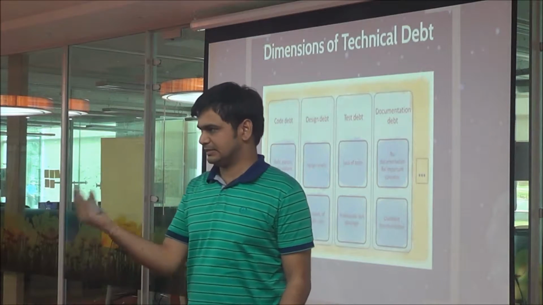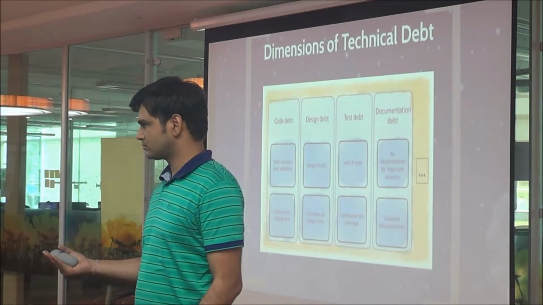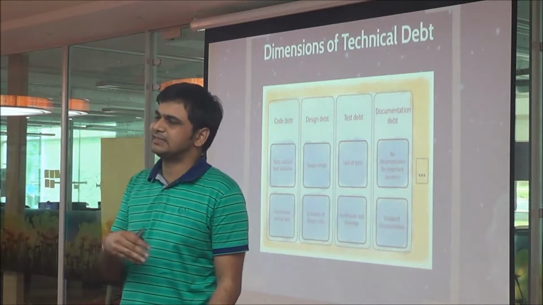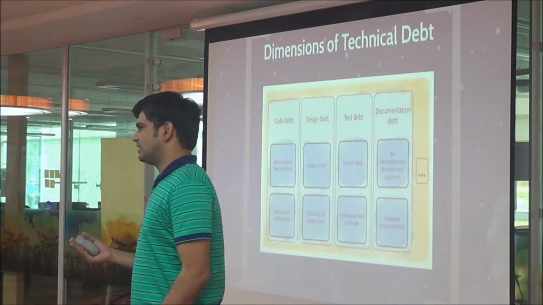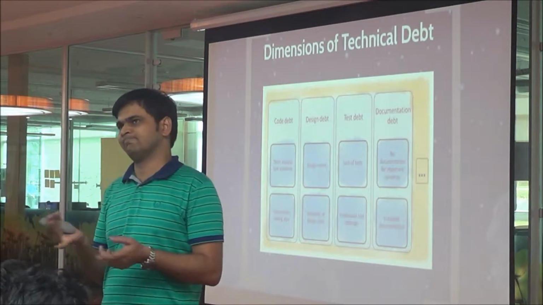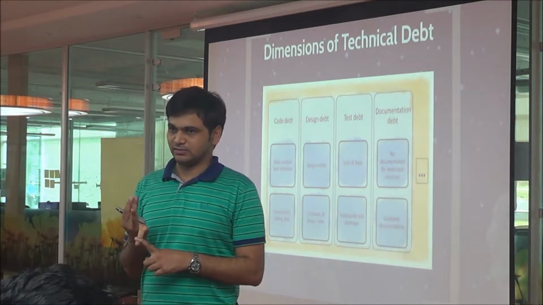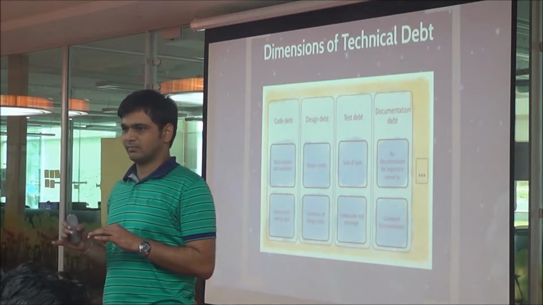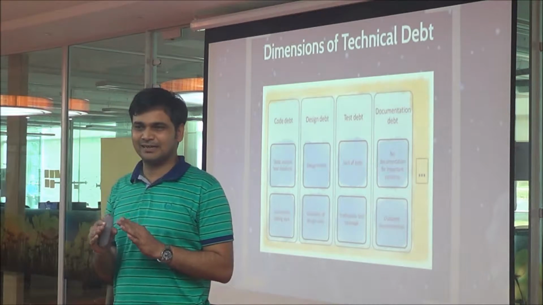But the point is, the defects are visible to the end user. If your program is crashing or it's not working as intended by the user, it is visible to the user. So defects are defects and technical debt, both carry negative value. But defects are visible to the end user. Technical debt is visible to the developer. That's why never put defects under technical debt backlog.